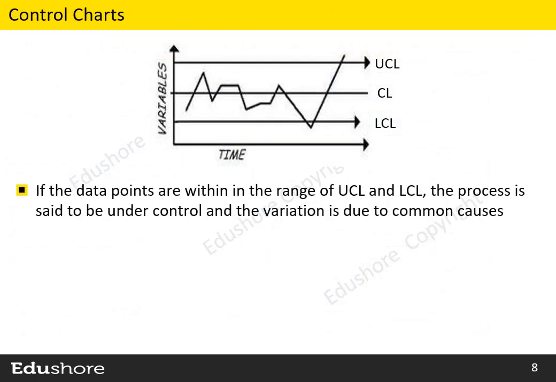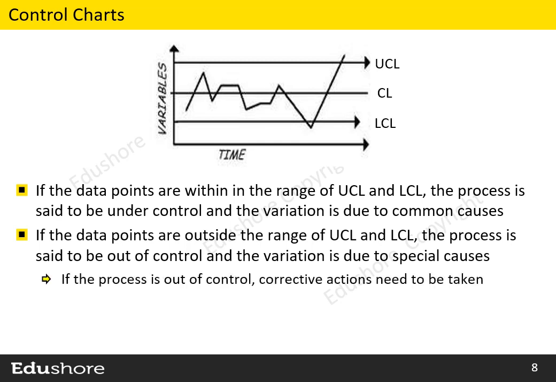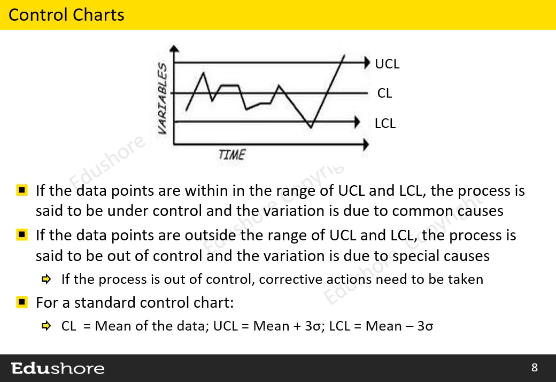If the data points are within the range of UCL and LCL, the process is said to be under control, and the variation is due to common causes. If the data points are outside the range of UCL and LCL, the process is said to be out of control, and the variation is due to special causes. If the process is out of control, corrective actions need to be taken. For a standard control chart, CL is the mean of the data, UCL is mean plus 3 sigma, LCL is mean minus 3 sigma.